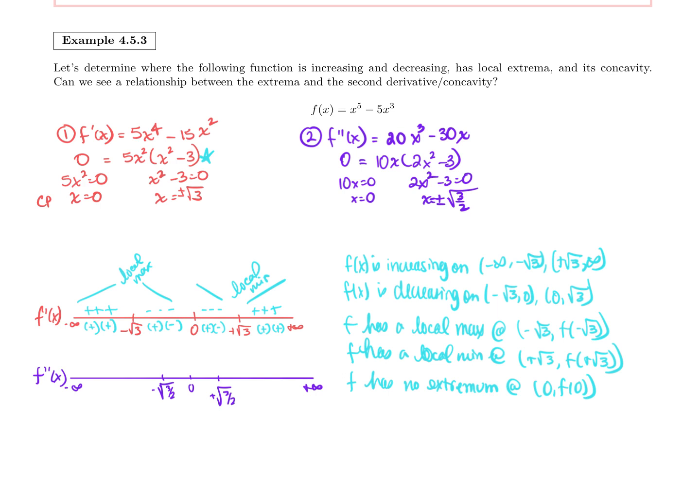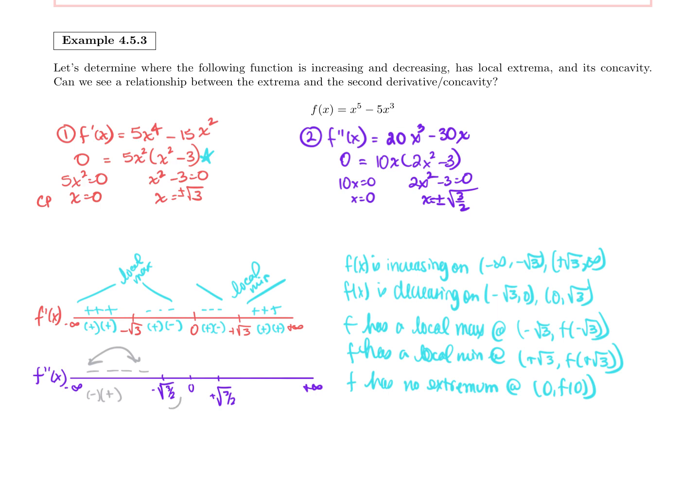So now we need to check points on our second derivative. If we plug in a value less than the negative root of 3 halves, like say negative 2, 10 times a negative 2 is going to be negative. And then negative 2 squared is going to be 4 times 2, which is 8, minus 3, which is 5. That's a positive. So we have a negative. And if our second derivative is negative, our function f of x is concave down.